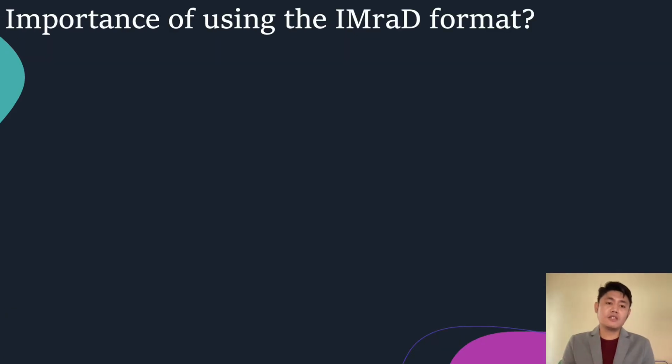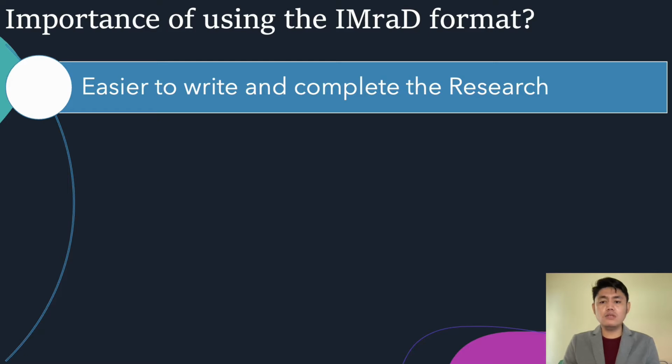Now let us look at the reasons why we need to adopt the IMRAD format in our undergraduate and faculty research in ISCC. You have to remember that using the IMRAD format makes it easier for researchers like you, especially student researchers, to write and complete your research manuscript by providing you with a familiar structure that you can follow. In the ISCC Research Office, we will be providing you with a list of the parts of the IMRAD format so that you can facilitate the writing of your research manuscript.